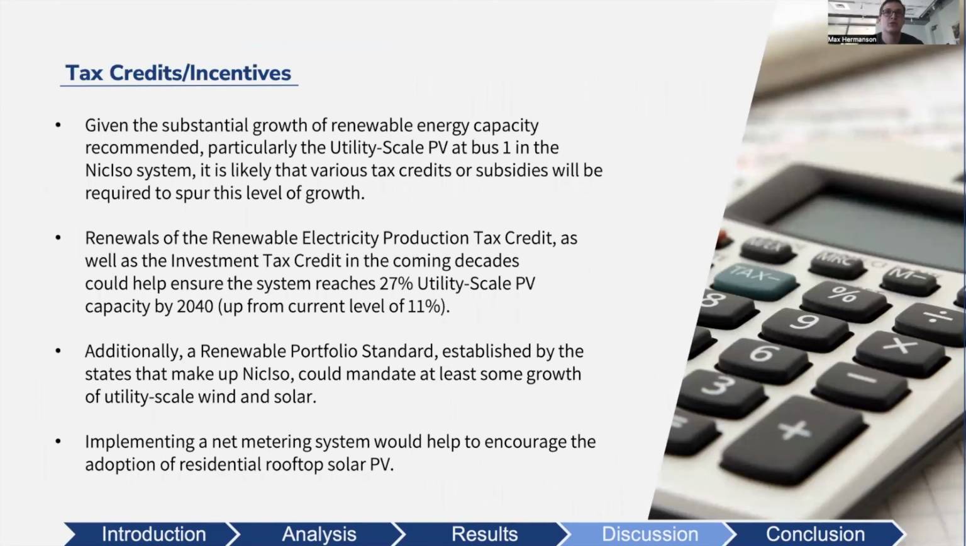Another lever we're going to encourage in our system is tax credits or incentives, specifically the renewable electricity production tax credit and the investment tax credit, which currently exists. But if we can continue those in the coming decades, that would help to encourage utility scale PV growth.